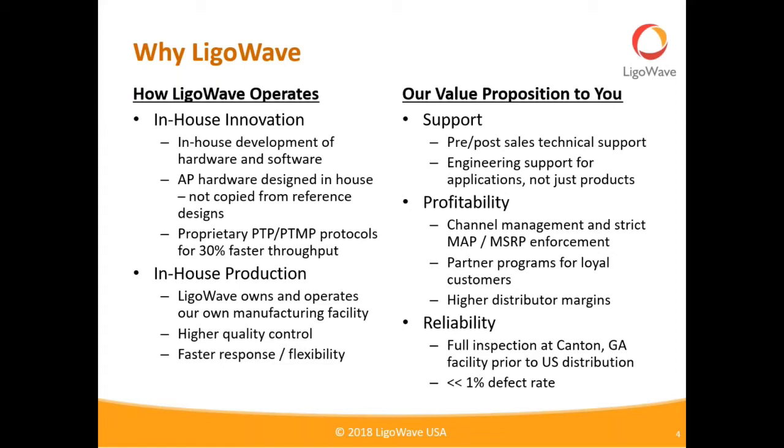Finally, for our customers, reliability is something that we take very, very seriously. We do a full inspection in our Canton, Georgia facility prior to product going out to US distribution channels. And so in addition to the quality controls that we have in the factory, we do a secondary check of product when it arrives in our facility in the United States. And we validate firmware, and we validate everything is working properly, and that allows us to achieve a much, much less than 1% defect rate. So our defect rate is very, very small. So when you get product from us and you deploy it out in the field, it's going to work because it's already been tested.